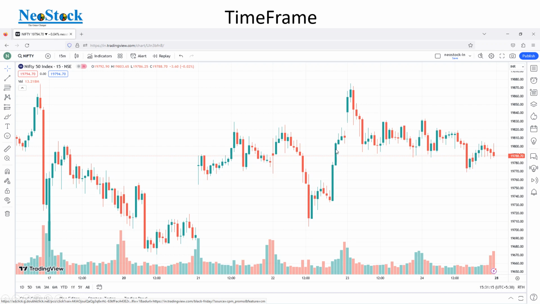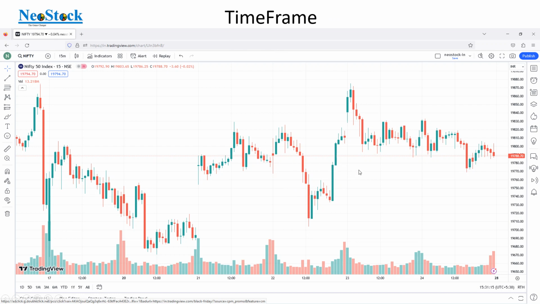Next 15 minutes, another big rally candle. See here. That means every 15 minutes we are getting a new candle. That is the meaning of the 15 minutes time frame. Every 15 minutes we get a new 15-minute candle. If it is 30 minutes, every 30 minutes you will get a new 30-minute candle. If it is 2 hours, every 2 hours you will get one new 2-hour candle. That is the way the candles change when you change time frames.